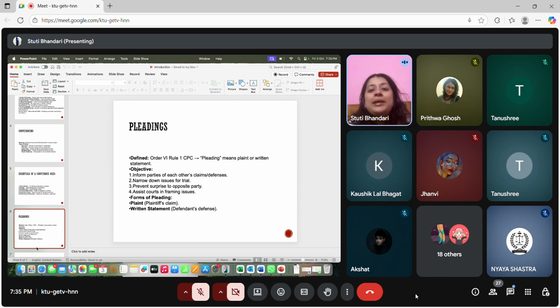Now coming to pleadings. Pleadings are covered in the Civil Procedure Code. Order 6 talks about pleadings. Order 7 talks about how the plaint is drafted. Order 8 talks about how a WS is drafted. So we will start with Order 6, because plaint and WS are both part of the pleading. Order 6 Rule 1 tells you that pleading means plaint or written statement. So pleading covers the plaint as well as the written statement.